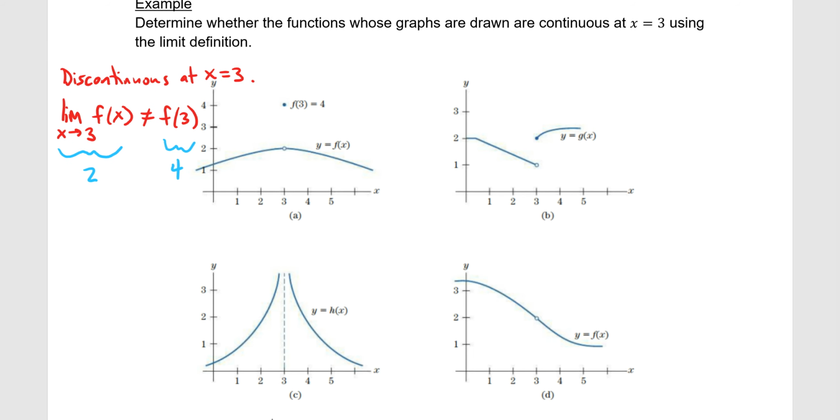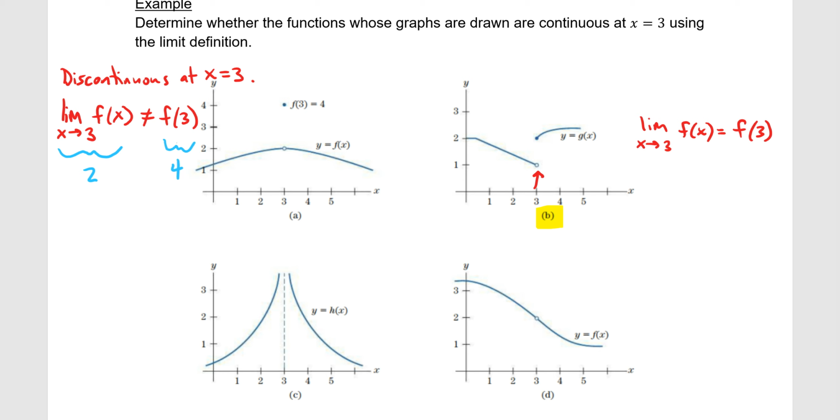Let's take a look at the next one. So let's look at B in the top right here. Looking at x equals 3, here's 3 and we go up. Once again, hopefully it's pretty obvious that it's discontinuous because there is a jump. We're not going to be able to draw it without picking up our pencil.